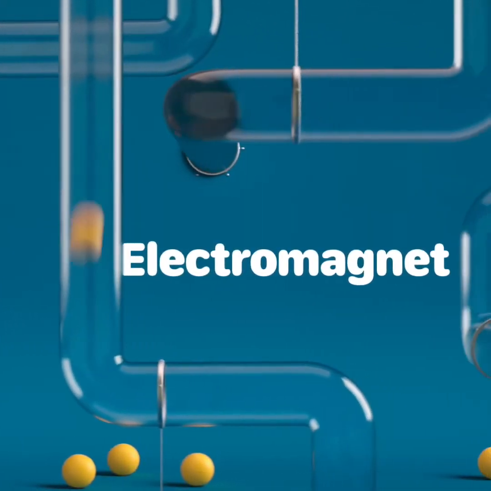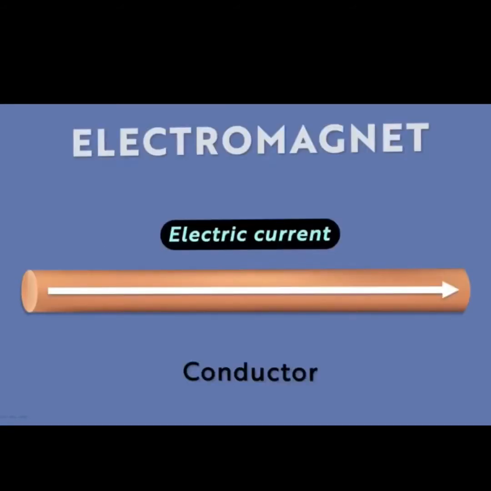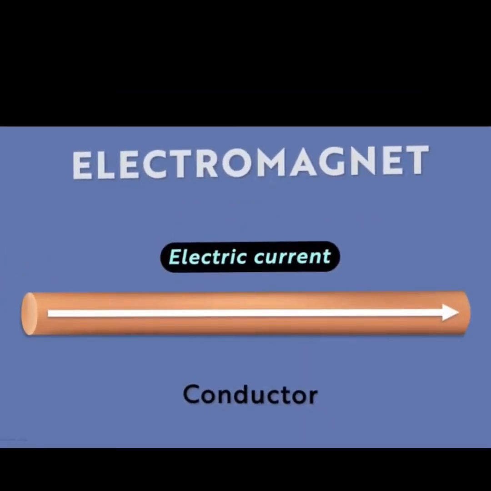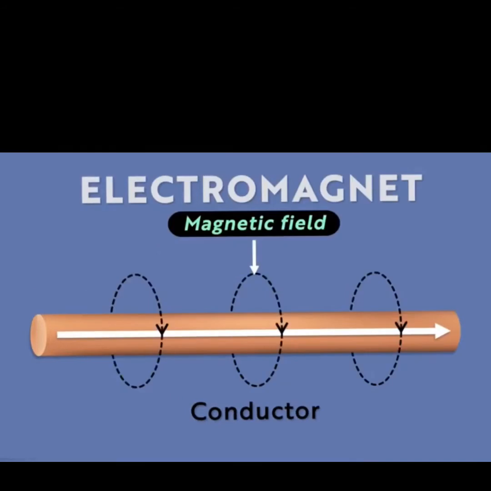Our lesson today is about electromagnets. Now, what is the idea of the electromagnet? When electric current passes through a conductor such as a wire, as you can see, this is a conductor or wire. When the electric current passes through it, it produces a magnetic field around it.